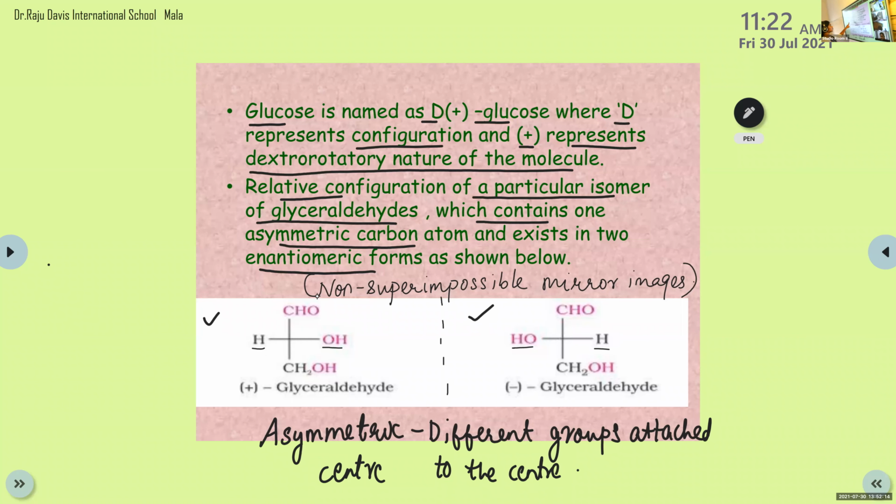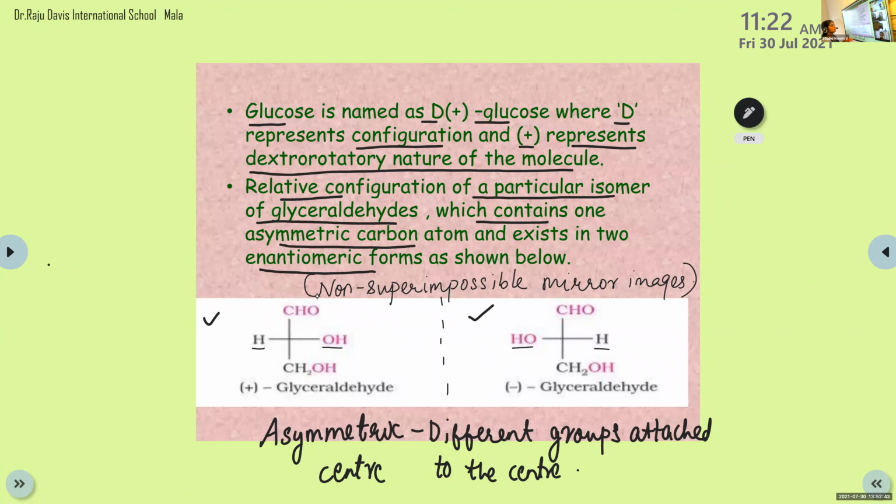So you have to note 2 points here. Glucose, it's named as D plus glucose. D stands for its configuration, then plus stands for dextrarotatory nature of this molecule. So this plus nature is based on optical rotatory action, and this D stands for its configuration. And we are comparing the structure of glyceraldehyde to obtain the structure of glucose. And there are two forms for this glyceraldehyde. They are known as enantiomers.